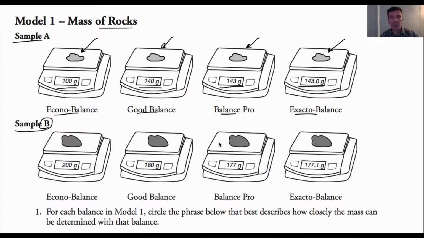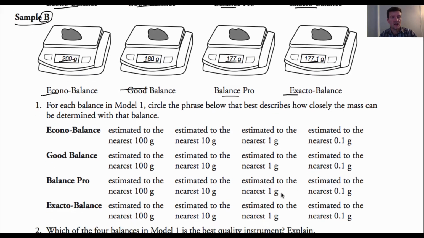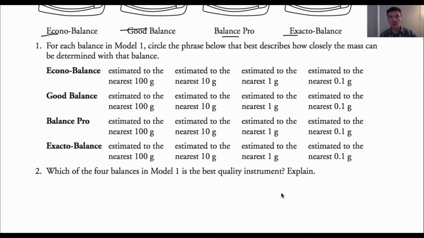Same thing here with sample rock B. Same rock on all 4 of the balances. Here it's 200, then 180, 177, and 177.1. Again, depending on which of those balances you chose to place the rock on. Alright, let's look at our questions here. As they're going to build, we're going to start with some simple observations, and then eventually we're going to get to these rules that I mentioned that are going to help you determine whether a zero is significant or not.